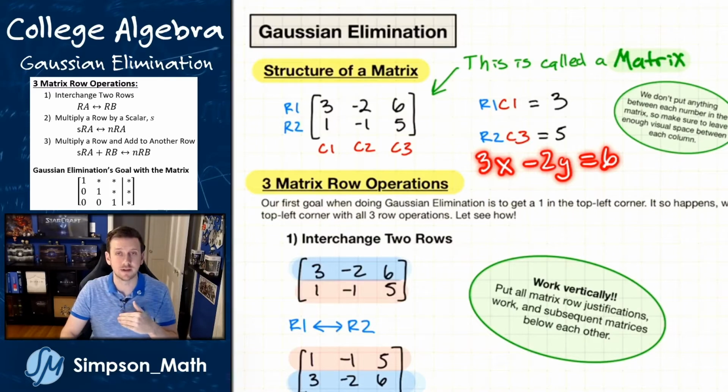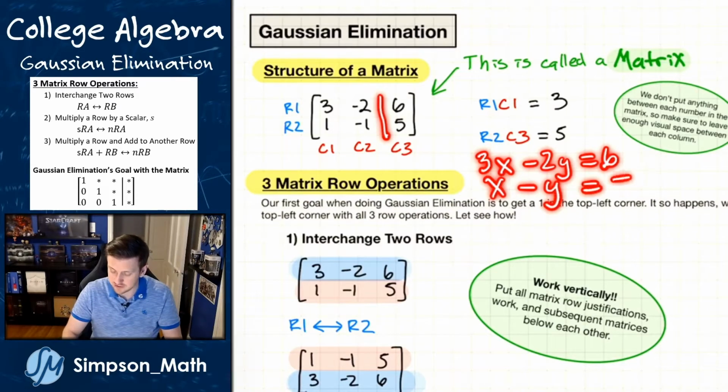Later we'll talk about something called an augmented matrix. I'm just trying to get you an idea about how this even applies to systems. When we do, we often draw a vertical line right there to represent those equal signs. That second row could just be x minus y equals 5.